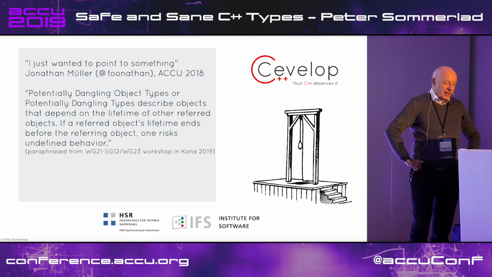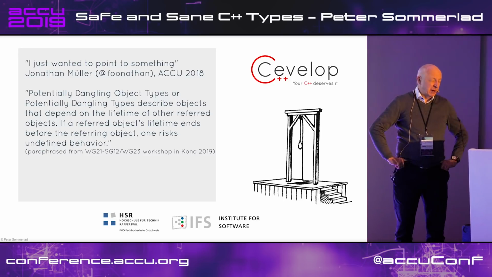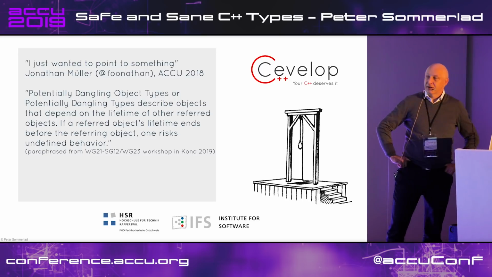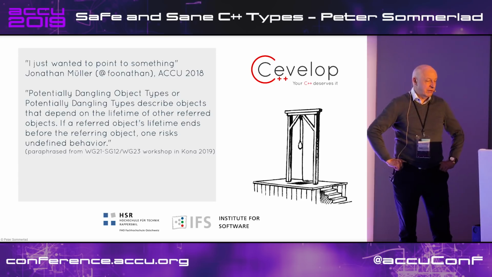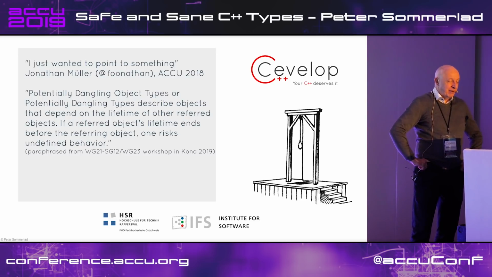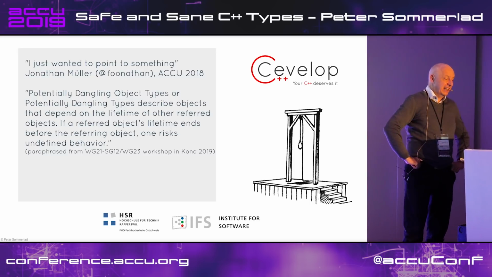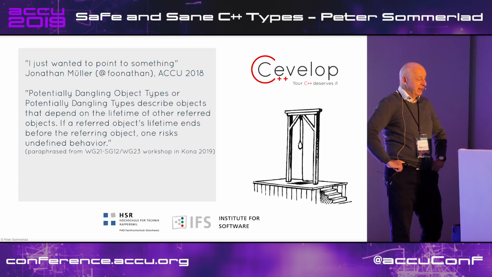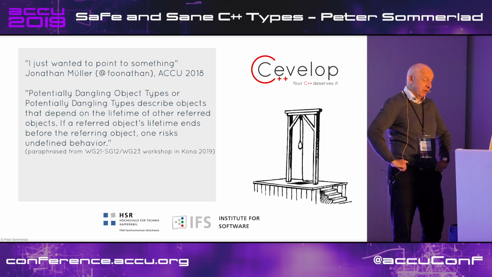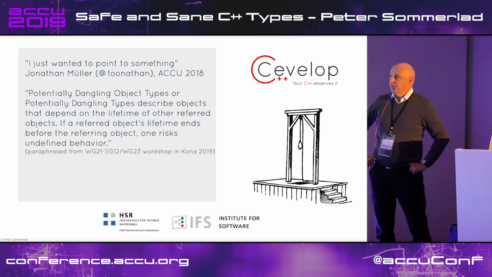And two months ago in Kona, we had the meeting of the programming vulnerabilities group with respect to C++, in combination with the undefined behavior study group of the C++ committee, and we came up with something that we nicknamed potentially dangling object types, or potentially dangling types. They describe objects that depend on the lifetime of other referred objects. If a referred object's lifetime ends before the referring object, one risks undefined behavior.